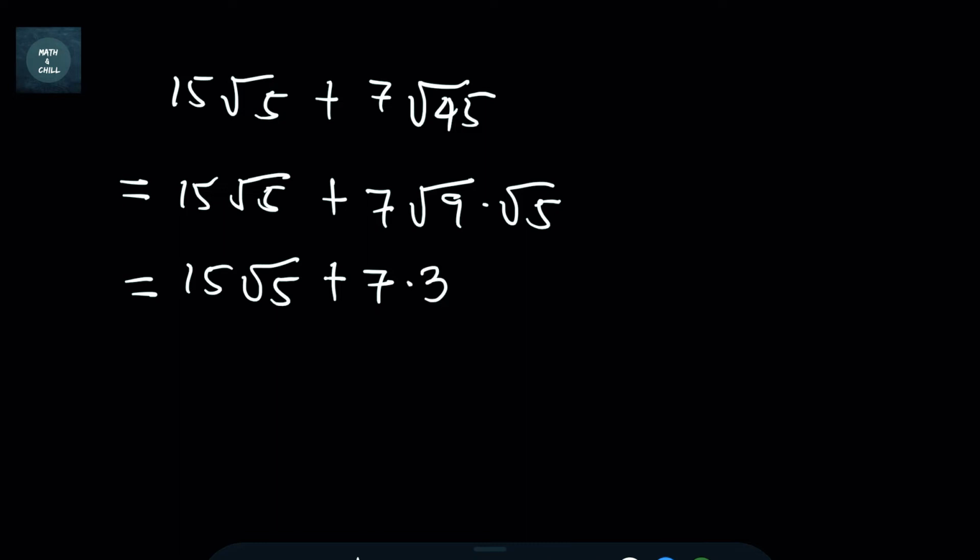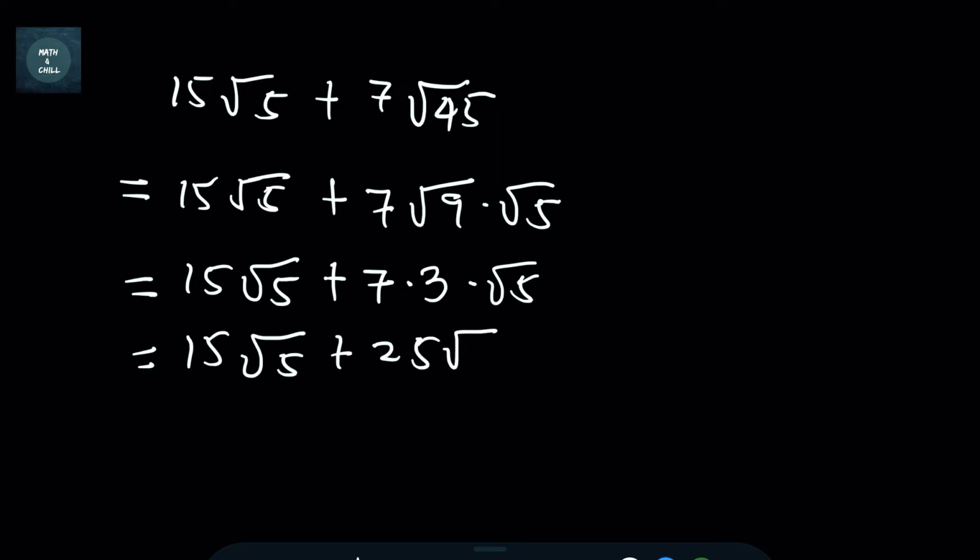So 3 times square root of 5. So this becomes 15 square root of 5 plus 7 times 3. This is 21 square root of 5.